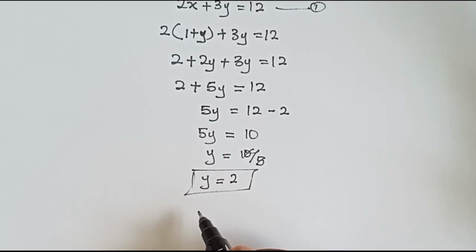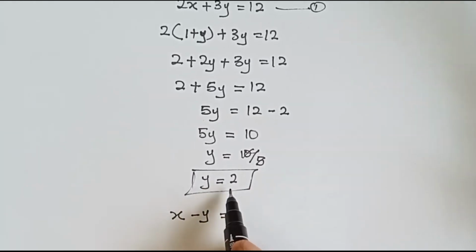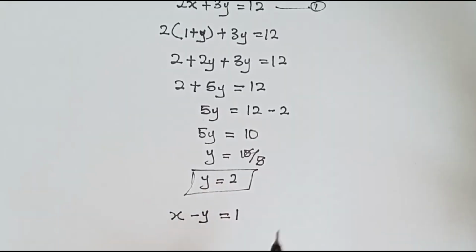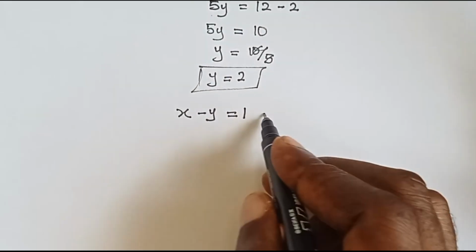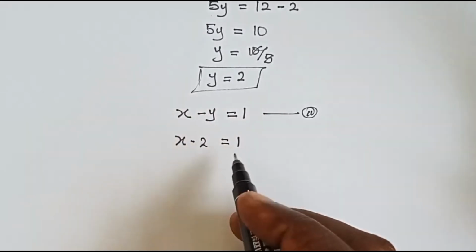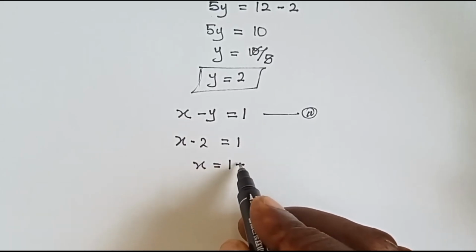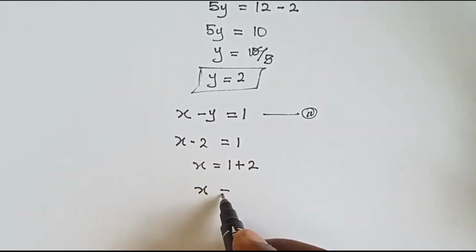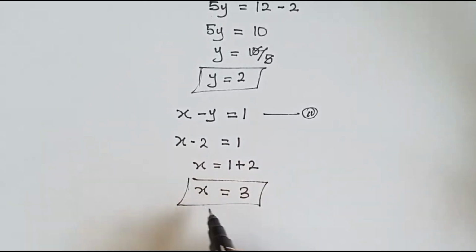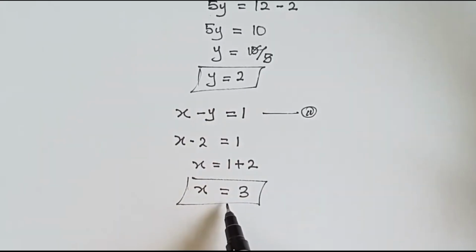Now let's find x. We can find x using equation 2. Equation 2 says that x - y = 1. And then since our y is 2, we can replace it here. Alright, so don't forget this is our equation 2. x - 2 = 1. Then we take minus 2 to that side, it becomes plus 2. That is 1 + 2. Finally, our x is 3. So our y is 2 and our x is 3.